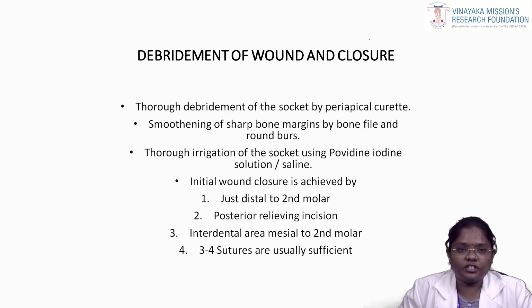Thorough debridement of the socket by periapical curette. Smoothing of the sharp bone margins by bone file and round burr should be done. Thorough irrigation of the socket under the flap using the povidone iodine solution and saline has to be done.